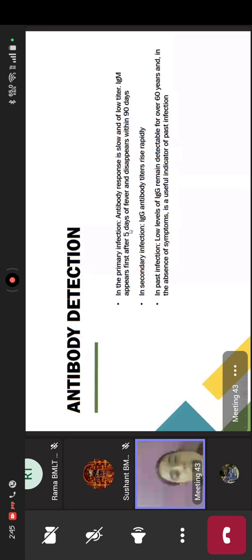Okay. Then in the secondary infection, IgG antibody titer rises rapidly, right? In the primary infection, IgM antibody titer will be there, and in the secondary infection, when infection occurs the second time, IgG antibody will rise in the serum of the patient. Okay. And if I'm talking about the past infection, students, there will be a low level of IgG which remains detectable for over 60 years, and in the absence of symptoms is a useful indicator of past infection.